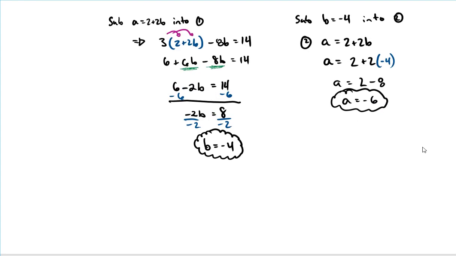And there we go. So these are our clouded solutions, so it's probably negative 6, negative 4 is the way to write it. So I'm assuming they would want it in alphabetical order. So there's our a, there's our b.